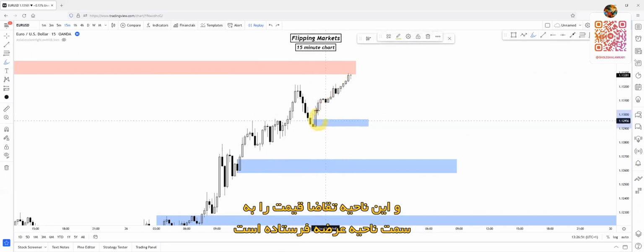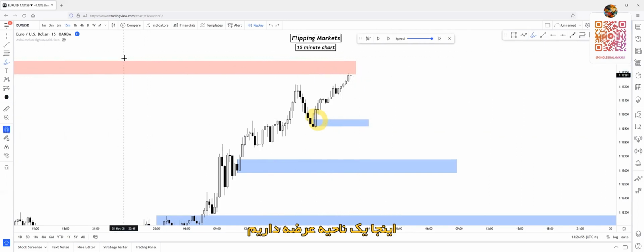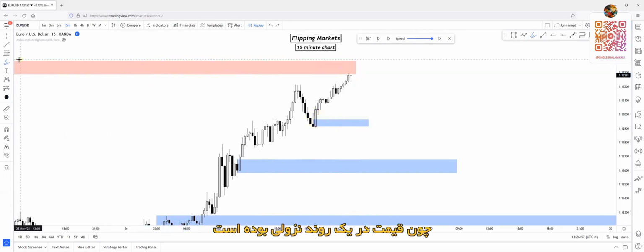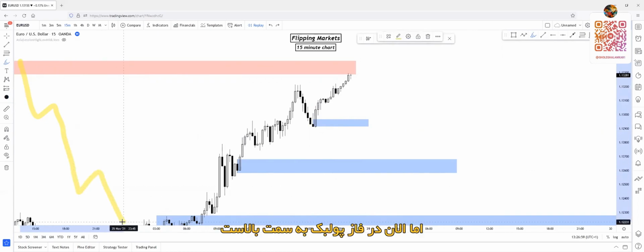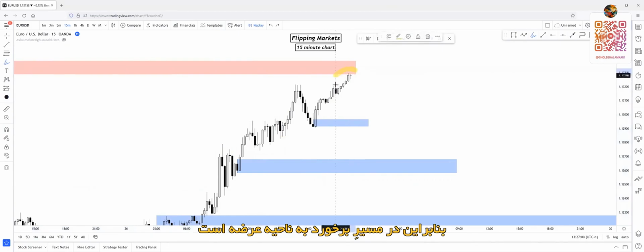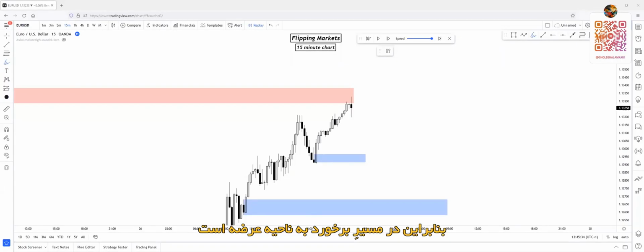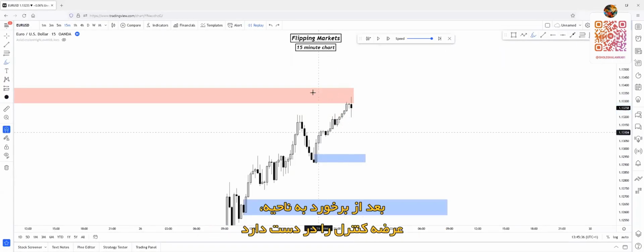And this break and this demand zone pushed the price up to the supply zone. Because we have this supply zone up here, because price was moving in a downtrend. And now price is in the pullback phase in the uptrend. So it's on the way up to tap the supply zone. So after a supply tap, supply took over control from demand.